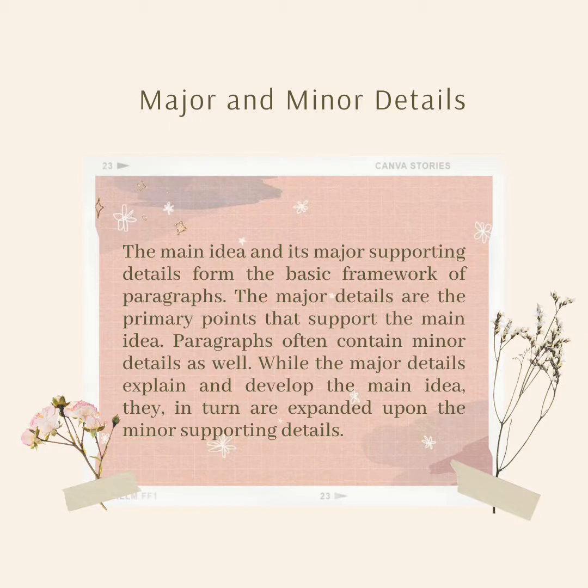Alright, and now we're going to talk about major and minor details. There are two kinds of supporting details, major and minor. The main idea and its major supporting details form the basic framework of paragraphs. The major details are the primary points that support the main idea. Paragraphs often contain minor details as well. While the major details explain and develop the main idea, they, in turn, are expanded upon by the minor supporting details.